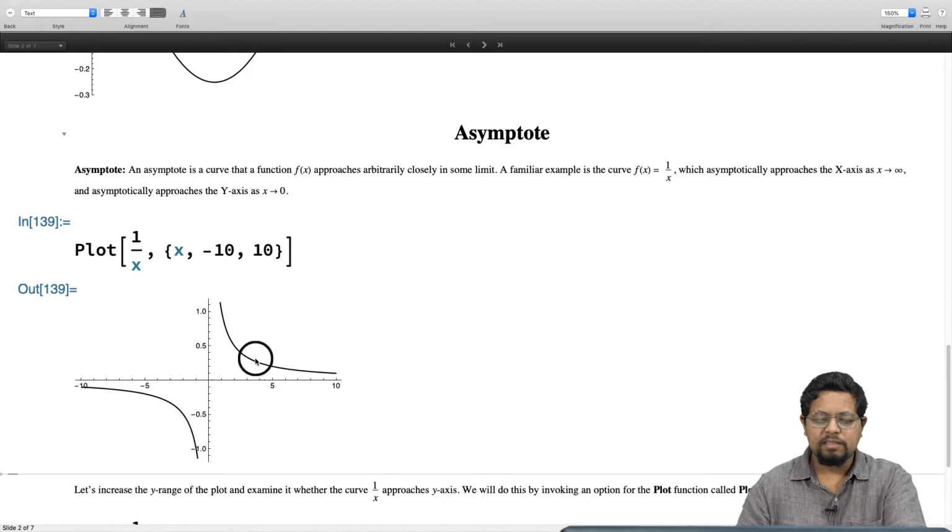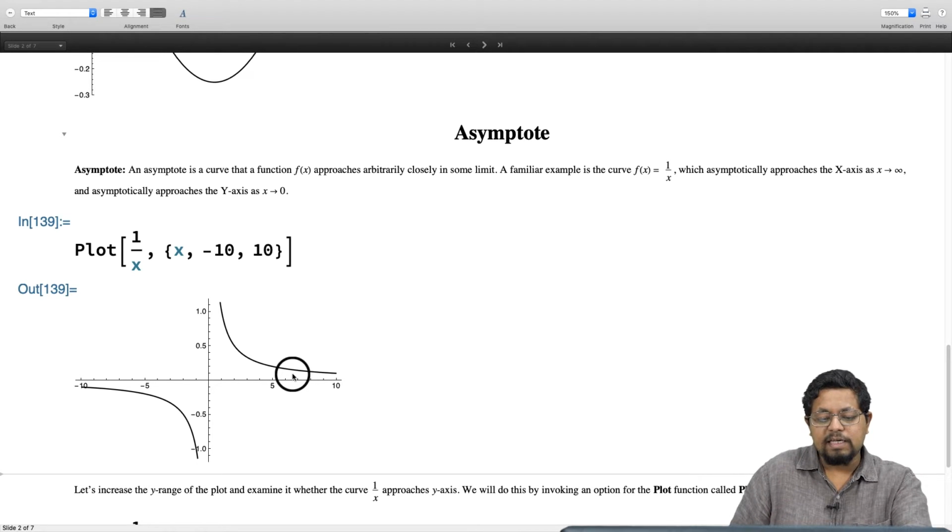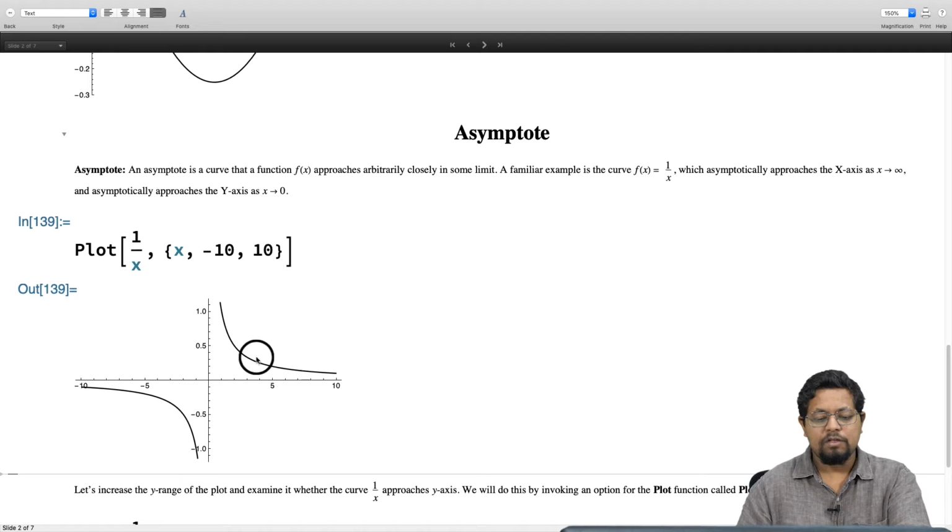So in the plot of 1 by x, as x goes to plus infinity, we see that the function f of x becomes arbitrarily close to the x-axis. In fact, in the limit x goes to infinity, it becomes parallel to the x-axis. Similarly, as x goes to 0, the function becomes arbitrarily close to the y-axis, and in the limit x goes to 0, it becomes parallel to the y-axis.